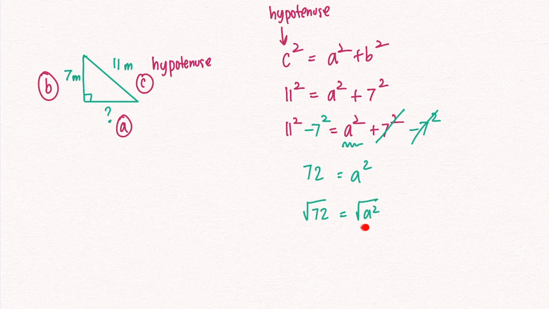And on the right-hand side, square root of A squared is equal to A. And to check what square root of 72 equals, it is 8.4852, and it goes on. So it's a decimal number. If I want to write my answer to 1 decimal place, I've got to round it up, and this becomes 8.5. So this unknown side length over here, which I labeled A, is about 8.5 meters long.